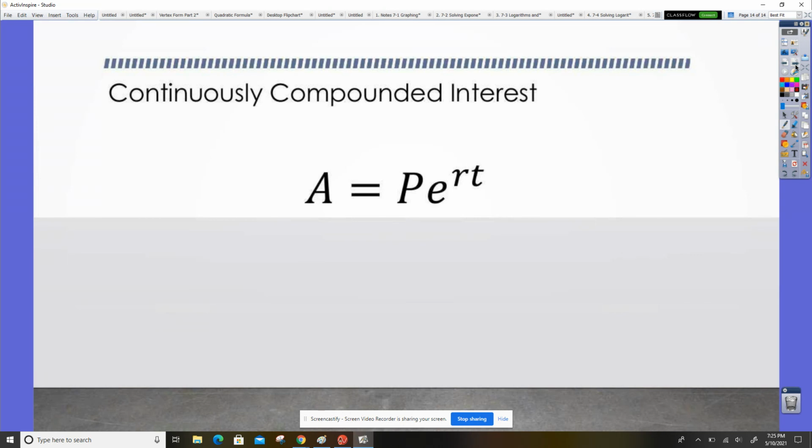So for the formula for continuously compounded interest, we have A equals P times e to the power of rt. We aren't going to do anything with it right now, but make sure you have that equation written down. P still stands for your principal, r still your rate, and t is your time.